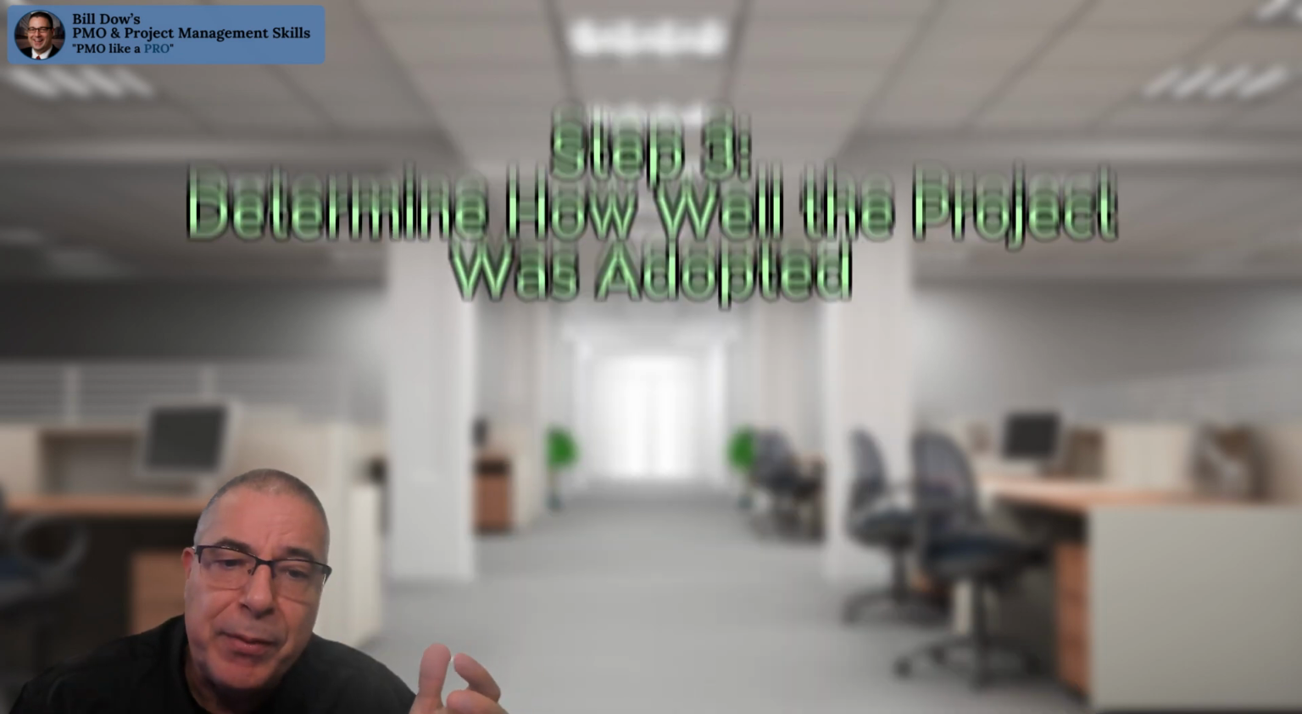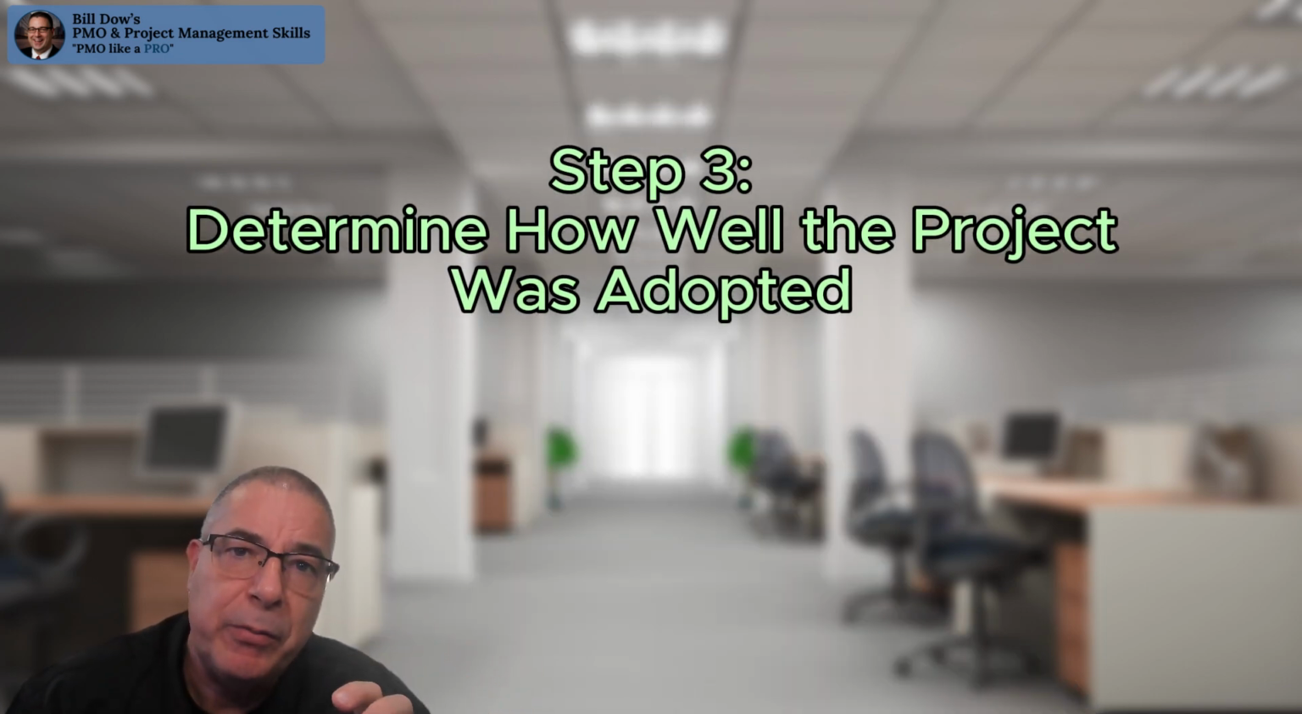Okay, step 3, determine how well the project was adopted. That could be a major fail point as well. So focusing on adoption and customer readiness is critical. And there are really 4 areas to review for adoption. First, the OCM, the Organizational Change Management methodology. Was that used from the start of the project? Was it only introduced at the end of the project? How did the project manager drive the deliverables of the Organizational Change Management methodology throughout the life of the project?